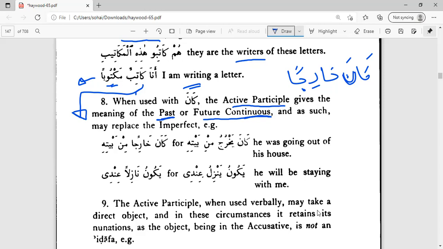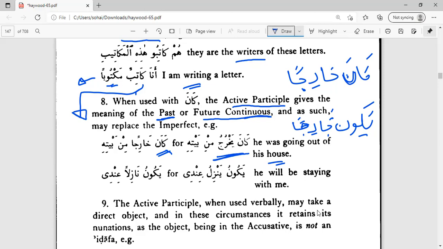Or so if you use the imperfect, yakunu kharijan, I believe it means he will be out. For example, here if you say kana yakhruju min baytihi, we've done this before. This is provision. So we said when kana is used with the imperfect of a verb, it means past perfect, past continuous or past habitual. So this would be translated, he was going out of his house. So another way of saying it, we say is kana kharijan min baytihi, he was going out of his house.